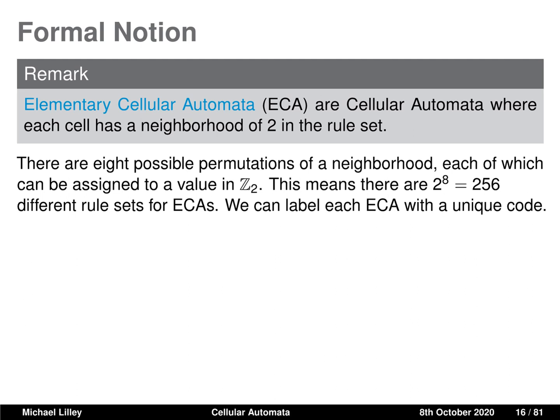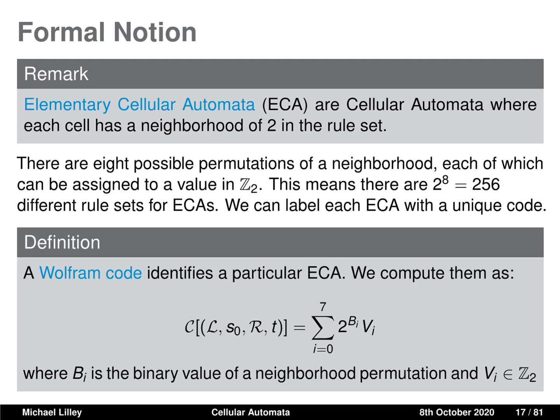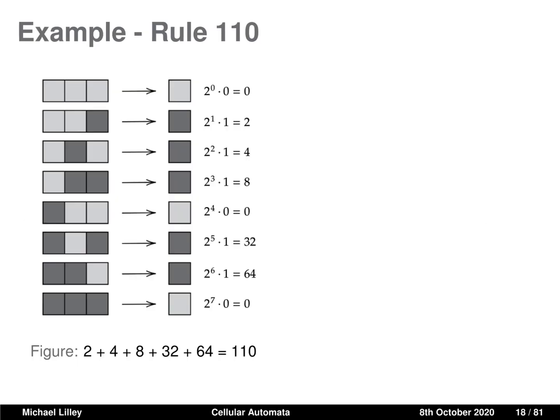Naturally, we can also assign each of them a number by converting their binary representations in the rule table to a decimal number. We call this number a Wolfram code, and the Wolfram code for a particular ECA can range from 1 to 256. Here's an example of the computation of a Wolfram code for Rule 110.